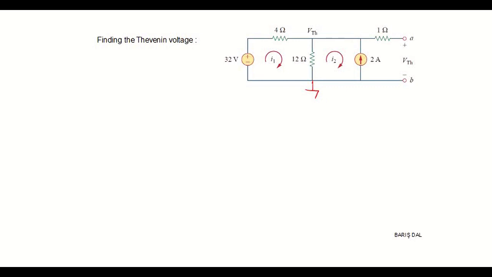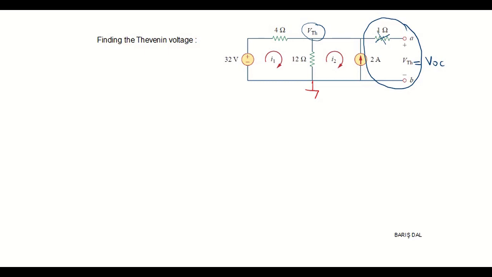To find the Thevenin equivalent of the circuit, we need to find the Thevenin voltage and the Thevenin resistance. First, I am going to find the Thevenin voltage, then the resistance. The Thevenin voltage is the open circuit voltage at the terminals A and B. That's why it's also called open circuit voltage, VOC. Since this part of the circuit is open circuited, there won't be any current flow here, so we can ignore this 1 ohm resistance. In order to find the Thevenin voltage, we can apply nodal analysis or mesh analysis. In this question, I'll apply mesh analysis.